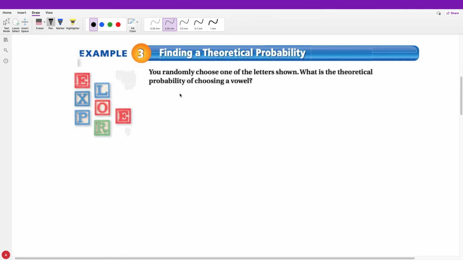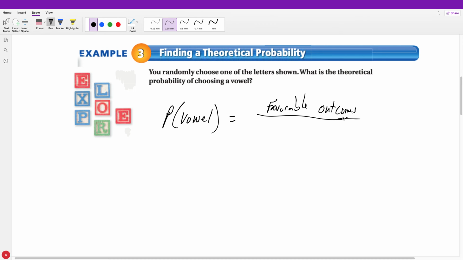So what we're looking for is, if you choose one of these letters at random, what is the theoretical probability of choosing a vowel? So the event we're looking for is a vowel. And when we are creating a probability, remember, our numerator is our favorable outcomes. So we're saying, okay, what is it that we actually want to take place? What is it that we're looking for? In this case, it's choosing a vowel. And then on the bottom, it's just the total number of outcomes.